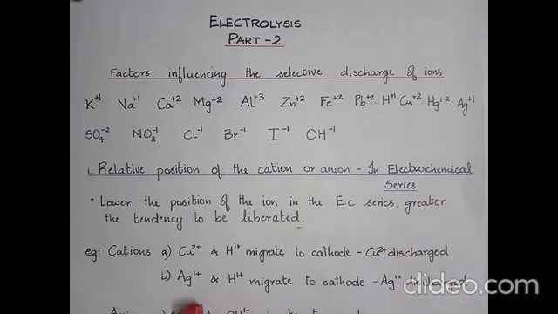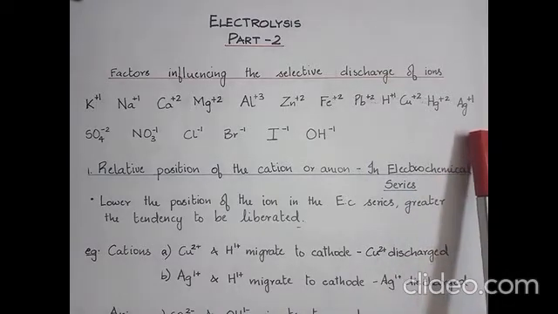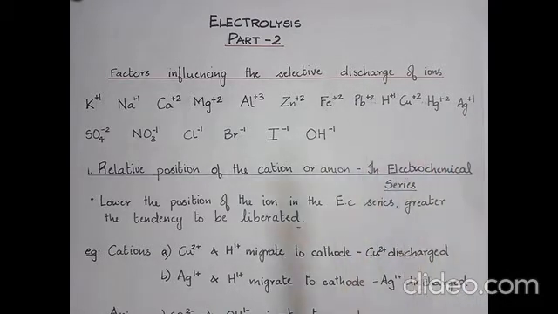Then one more example, Ag plus and H plus ion. Suppose there are Ag plus and H plus ion in the electrolyte. They migrate towards the cathode and Ag plus ion gets discharged because it is lower in the series compared to H plus ion.